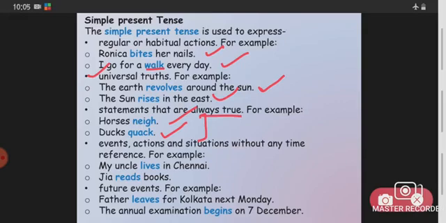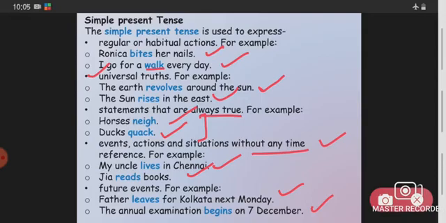Events, actions, and situations without any time, where the time of reference is not mentioned. My uncle lives in Chennai. He's living there, so it will be in present. Gia reads books. She reads them every time. So it will be in present. Future events. Father leaves for Kolkata next Monday. The annual exam begins on 7th December. We write all these future events in present tense.